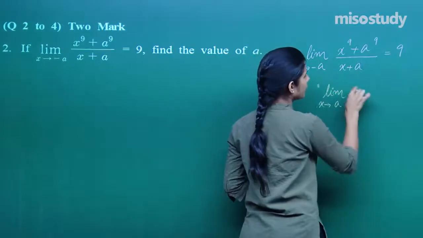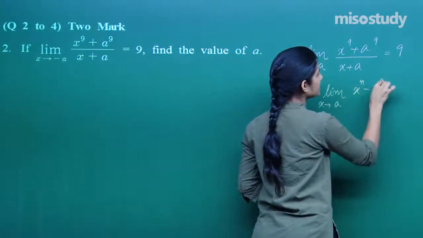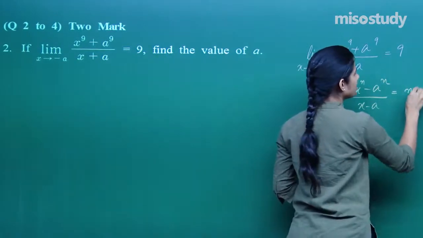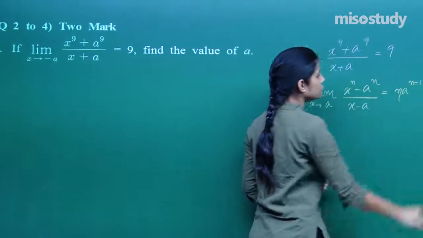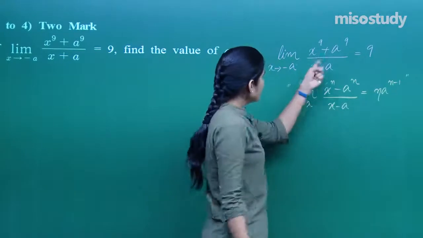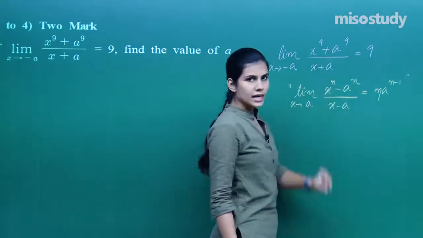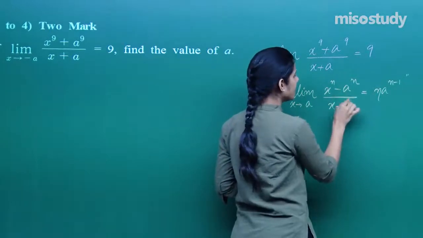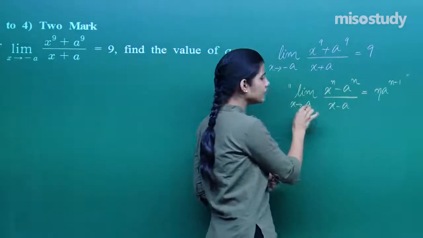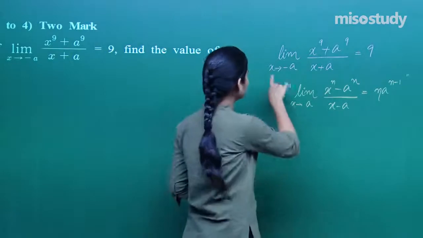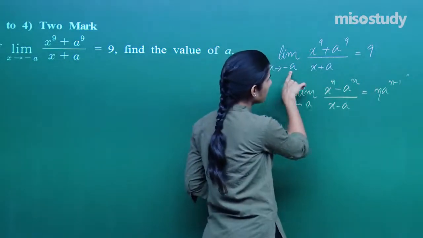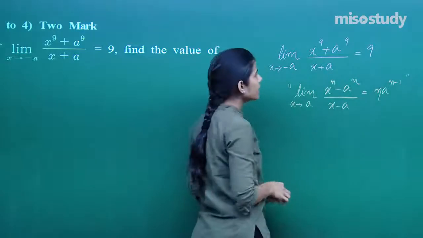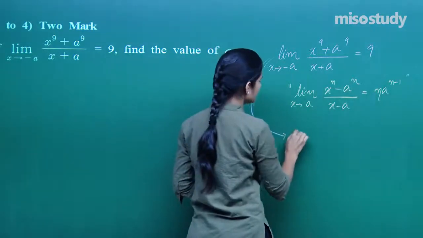x tends to a, x to the power n minus a to the power n upon x minus a is equal to n a to the power n minus 1. Remember? Right now n is being played by 9. Here what was happening is a minus sign was there, and a that you can see was the point to which x was tending. Over here x is tending to minus a, but minus a is not sitting over here, but I can manipulate this given expression into what?